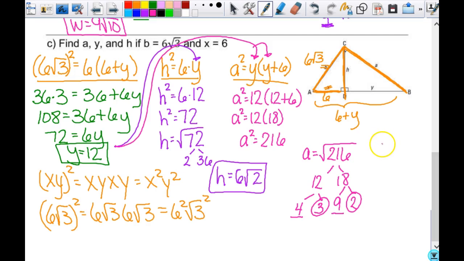So then this is going to give me a equals, all right, well, the square root of 4 is 2, square root of 9 is 3, and then these two have to stay underneath. So that means a is 6 square root of 6. Everybody okay with that? Any questions?